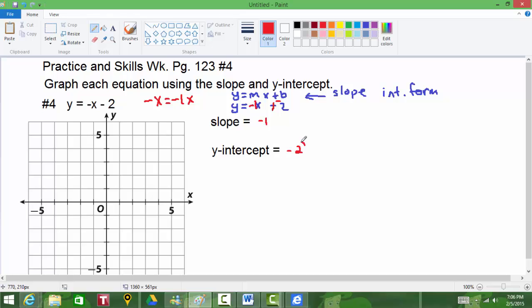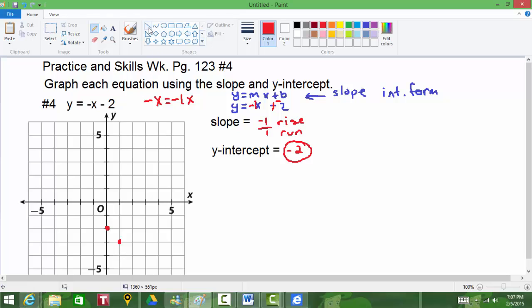Now to do our graphing, we're going to start off with the y-intercept. I'm going to go to my graph and find negative 2, so I'm going to go down negative 2. And then I'm going to go to my slope, which is negative 1. So I'm going to rewrite that in our rise over run form. So I go to my y-intercept, I'm going to go down 1 because it's a rise of negative 1, and then I'm going to do a run of 1.